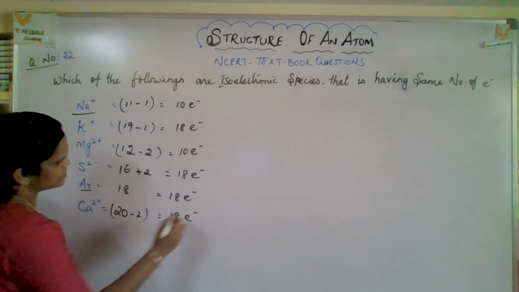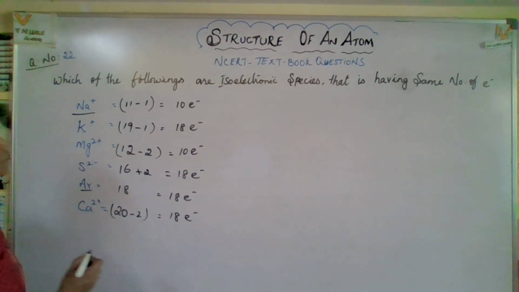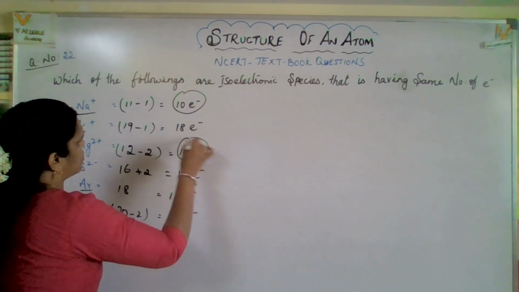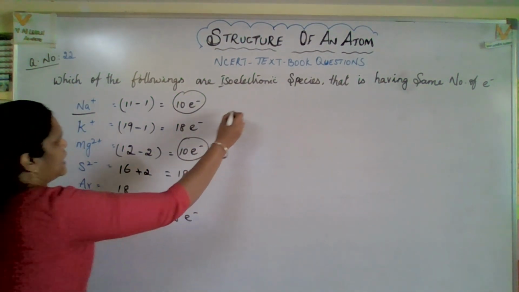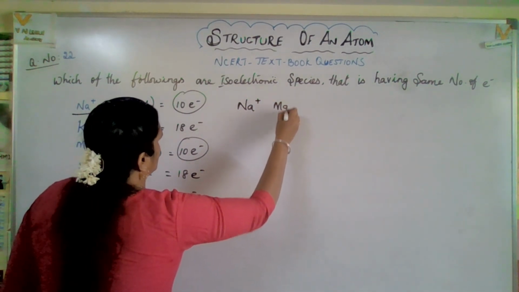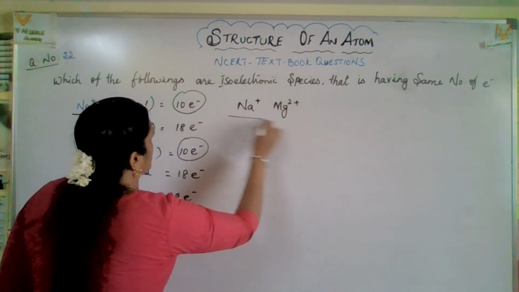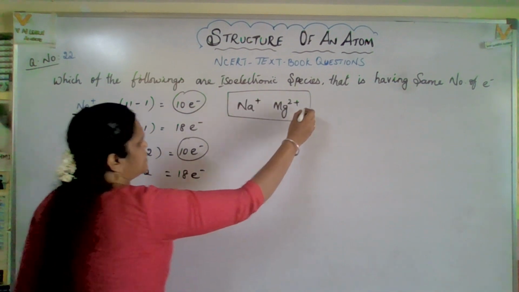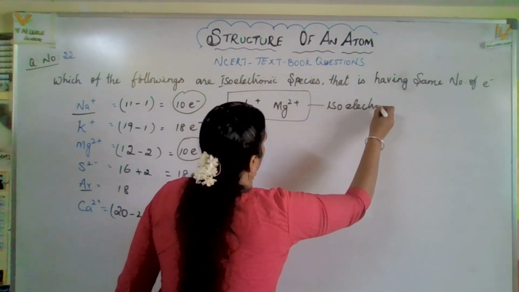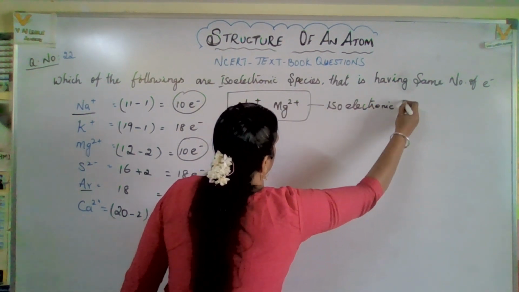Okay, now in this, which ones have 10 electrons? Na plus and Mg2 plus are isoelectronic species.